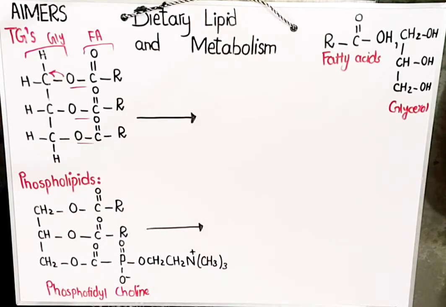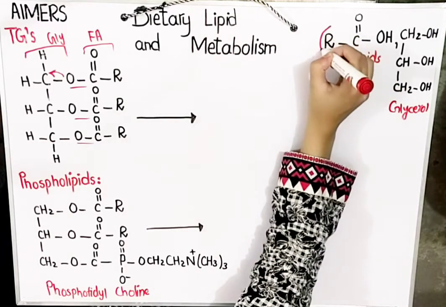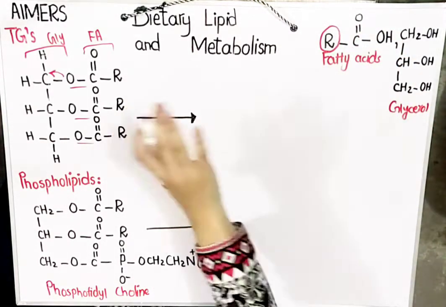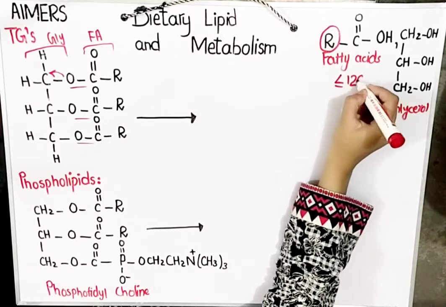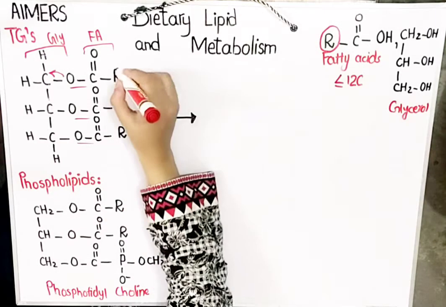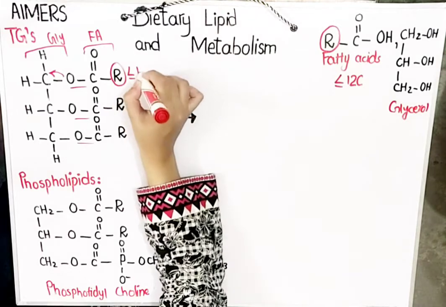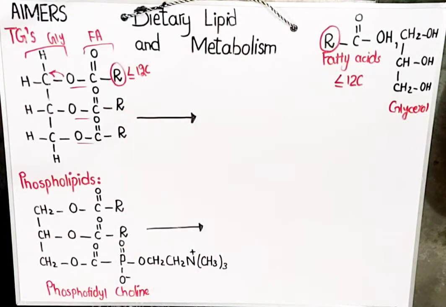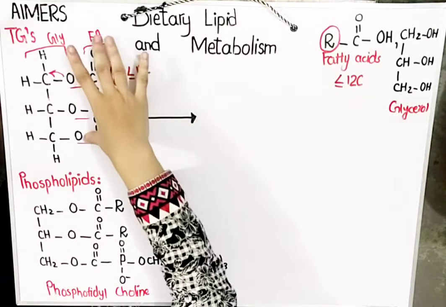Now I told you that lingual lipase and gastric lipase break down the fatty acids which have an R group of less than 12 carbon atoms. So I was talking about this R group. If this R group has carbon atoms equal to or less than 12 carbons, then it would be acted upon by lingual lipase and gastric lipase. It means it is a short or medium chain fatty acid. But if it has more than 12 carbons, if it is a long chain fatty acid, then it would be acted upon by which enzyme? Pancreatic lipase, because that is specialized for long chain fatty acids. So I was talking about this R group present in the fatty acid portion.